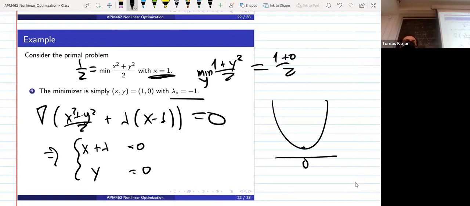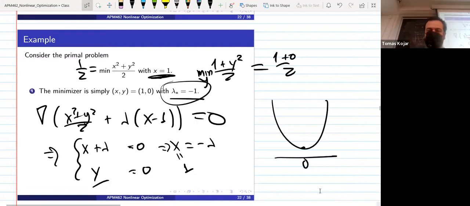Is that okay? So that's how we get y equals 0. And from here, we get that x is minus lambda, but we know that x is 1. So that's how we get the lambda. All right, good.